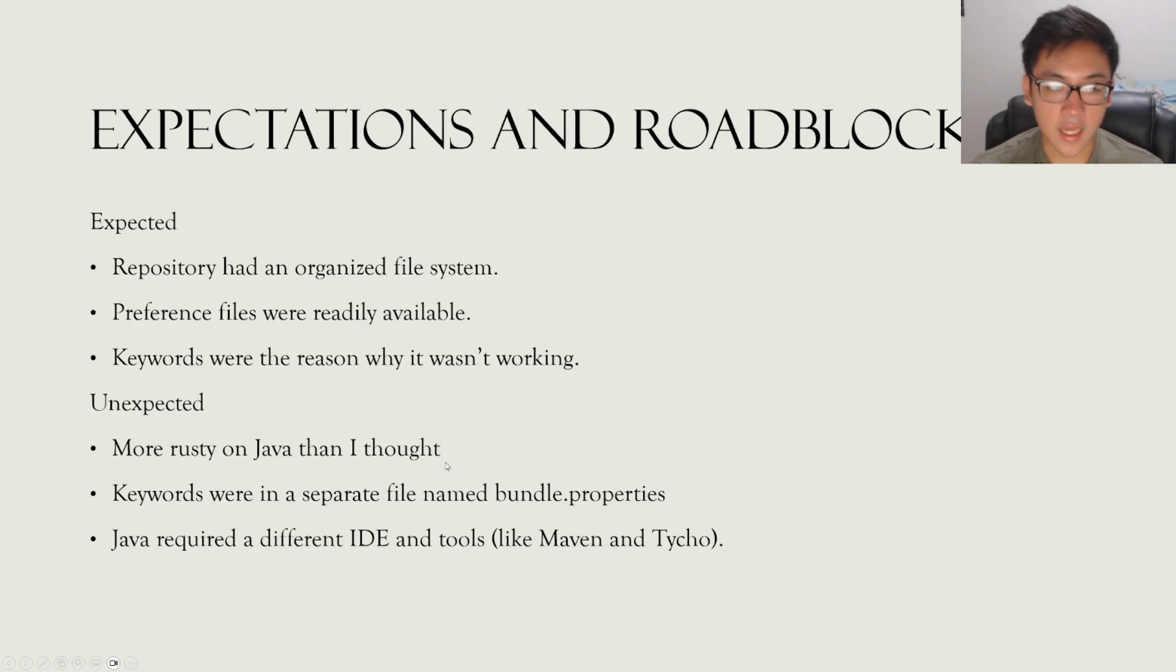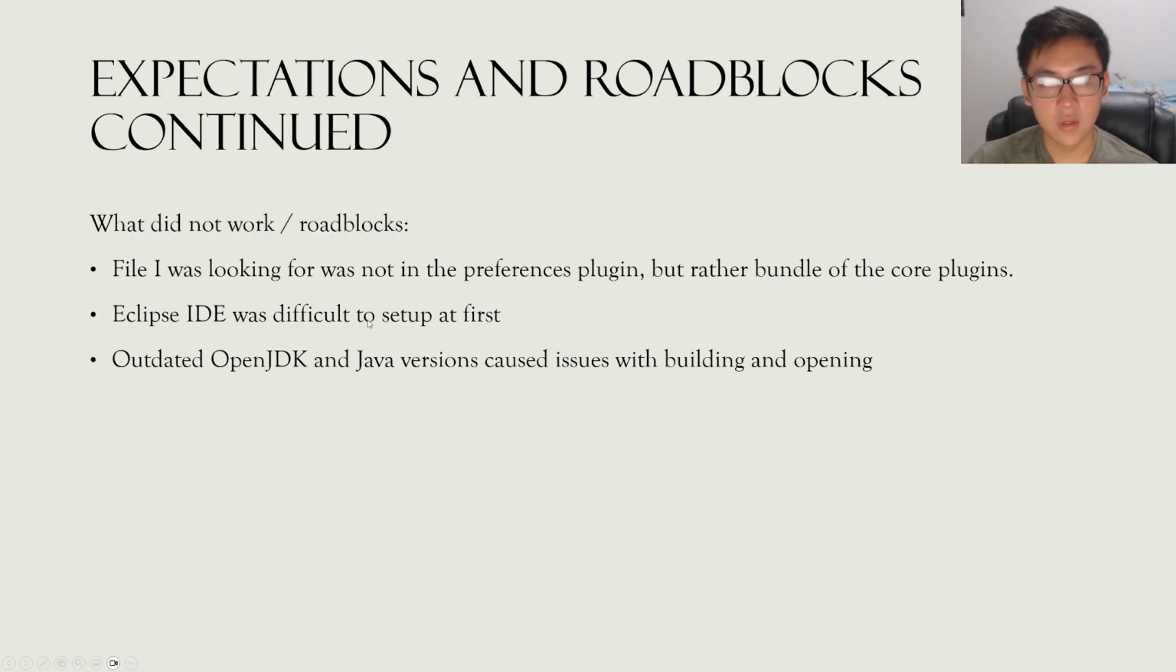Some of the expectations that I had were that the repository had an organized file system, which it did. I was able to find what I was looking for. The preference files were readily available, and the keywords were the reason why it wasn't working, which is what I suspected was happening. The unexpected stuff was that I was more rusty on Java than I thought. Keywords were not stored in the preferences files like I thought they would be, but actually in bundle.properties. And Java required a different IDE and tools that I wasn't used to, like Maven, which is a project manager, and Tycho for the plugins to build the program itself.